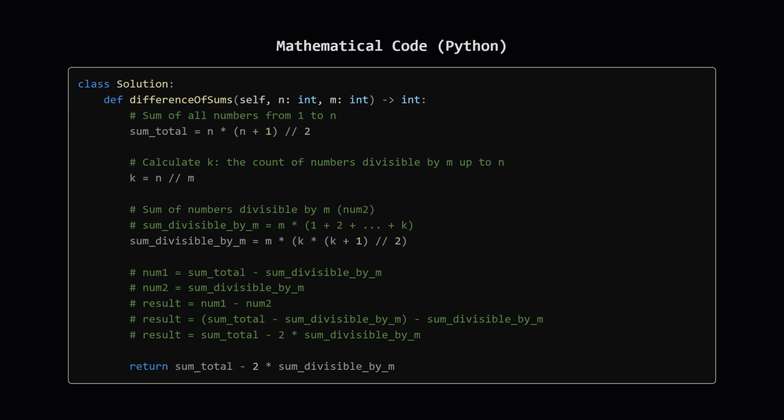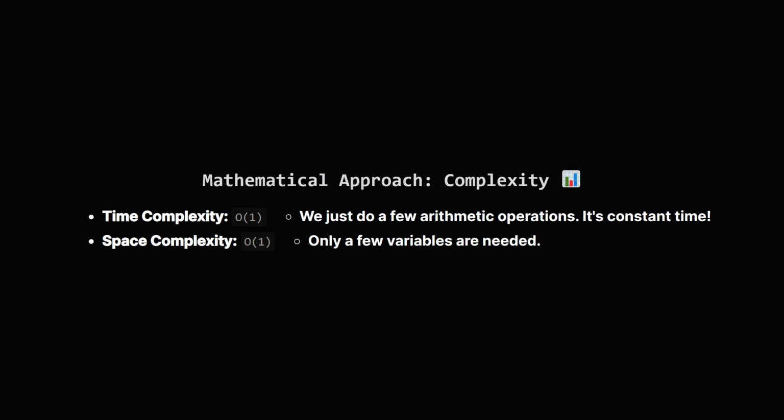No loops needed. And what about the speed and memory for this mathematical way? It's super fast. We're just doing a handful of calculations, a few multiplications, additions, and divisions. The time it takes doesn't depend on how big n is. This is big O of 1, or constant time complexity, which is fantastic. And for space, just like before, we only use a few variables, so it's big O of 1 for space too. This is a very efficient solution.